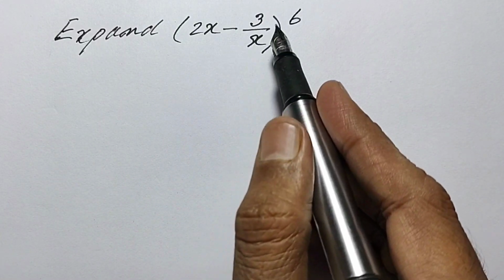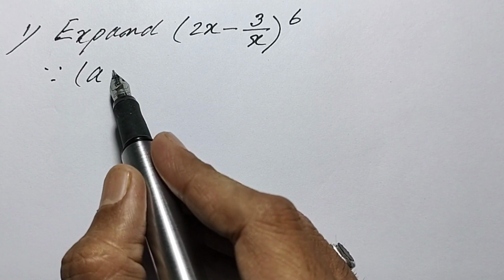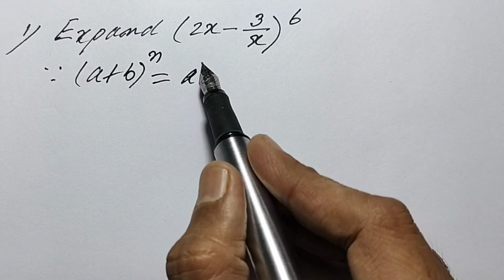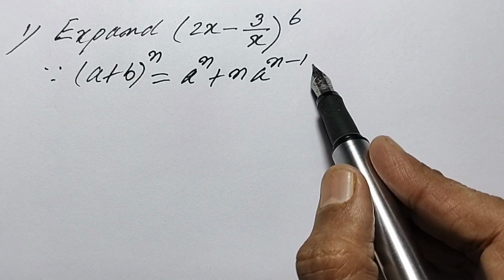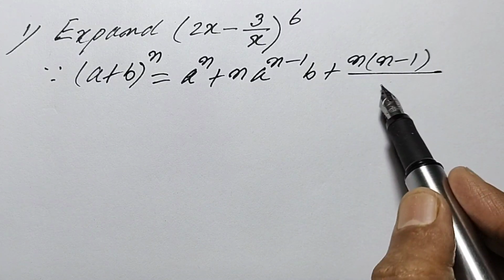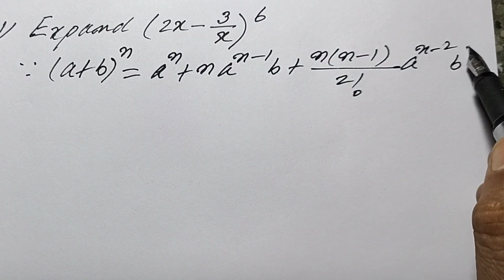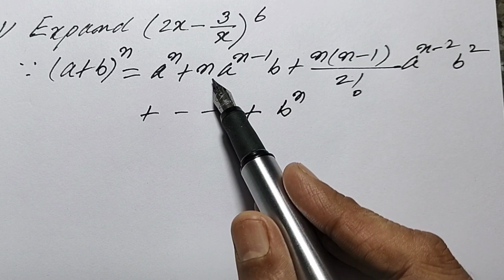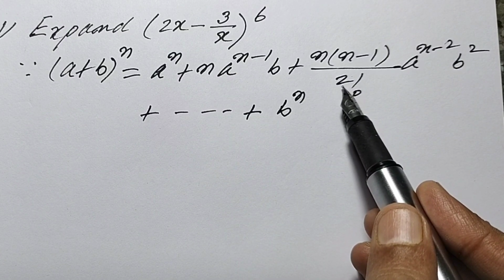Expand (2x minus 3 upon x) raised to the power 6. Since we know by binomial expansion, (a plus b) raised to the power n is equal to a raised to the power n plus nC1 a raised to the power n minus 1 b plus n(n minus 1) upon factorial 2 a raised to the power n minus 2 b square plus so on up to b raised to the power n. Here we have written n in place of nC1 because the value of nC1 is n, and this is the value of nC2.